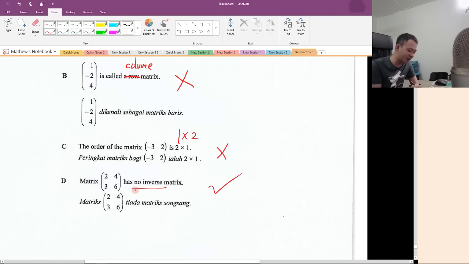And then they ask, what is the meaning of no inverse matrix? No inverse matrix means AD minus BC must be equal to 0. So therefore, I try to do AD is 12 minus BC, which is 12. I get 0. So therefore, this matrix has no inverse.